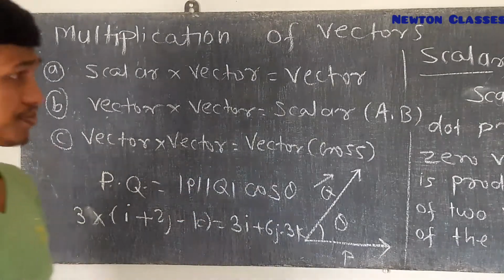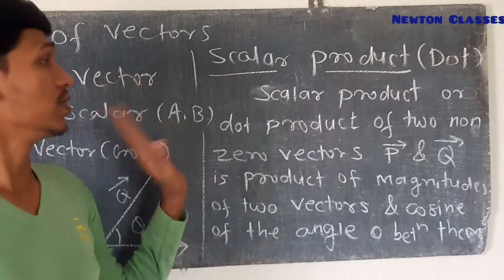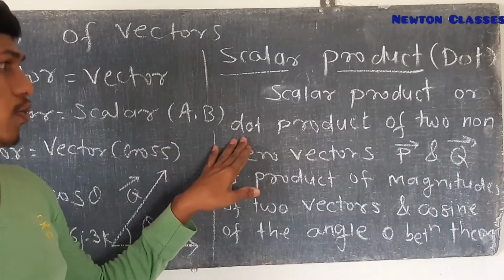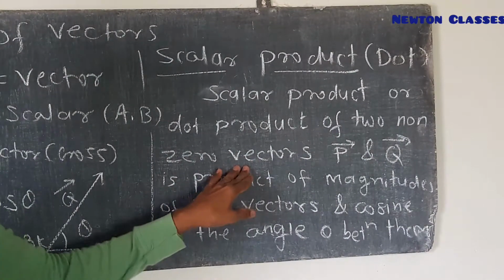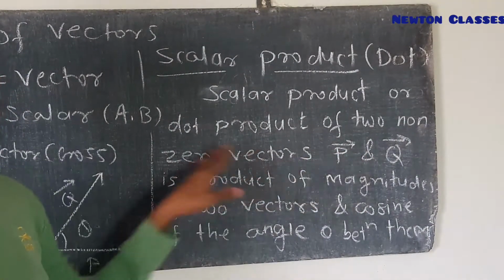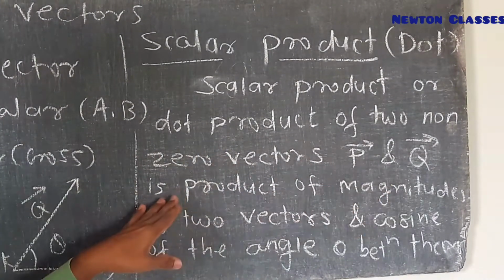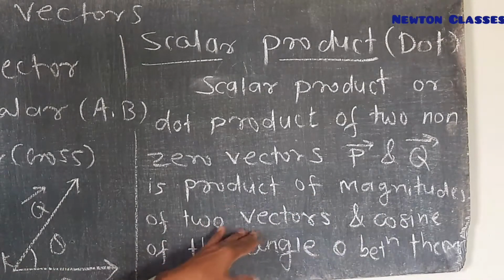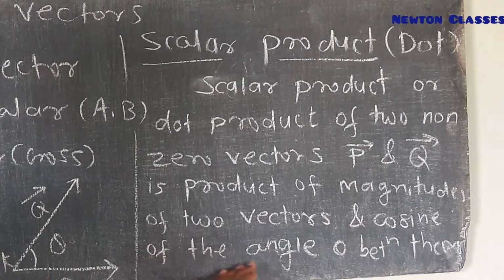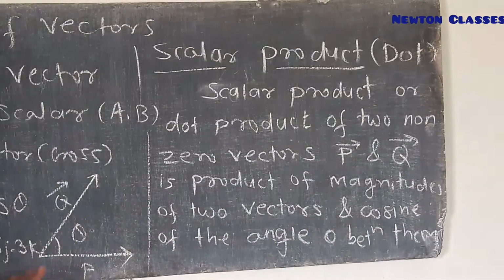Now consider what is meant by scalar product or dot product. The scalar product or dot product of two non-zero vectors. Here note that the two vectors must be non-zero. Non-zero vectors p bar and q bar is the product of the magnitudes of the two vectors and the cosine of the angle theta between them. That is, consider here one example.